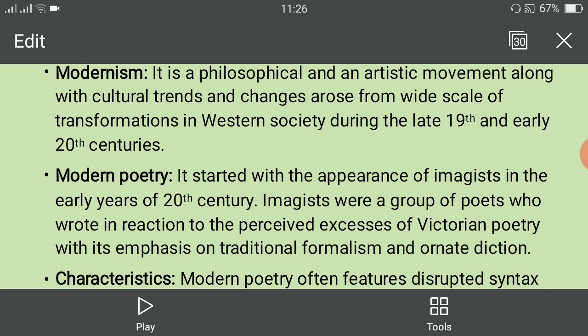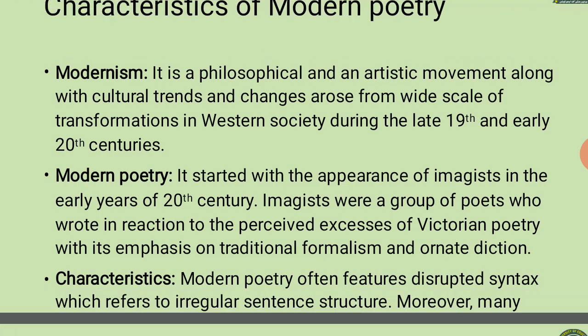So, as all the ages are important in English literature, because every age represents its own academia, every age represents its poets, and it reflects the lives of the people. That is why one of the most important ages is modernism in the history of English literature. And today's lecture is all about the characteristics of modern poetry and the characteristics of the age as well.